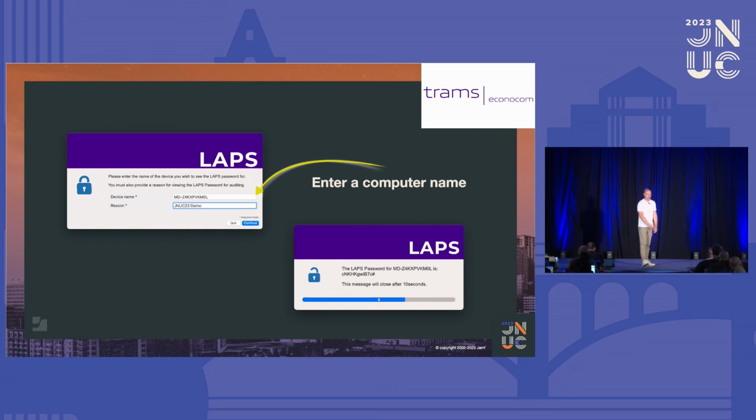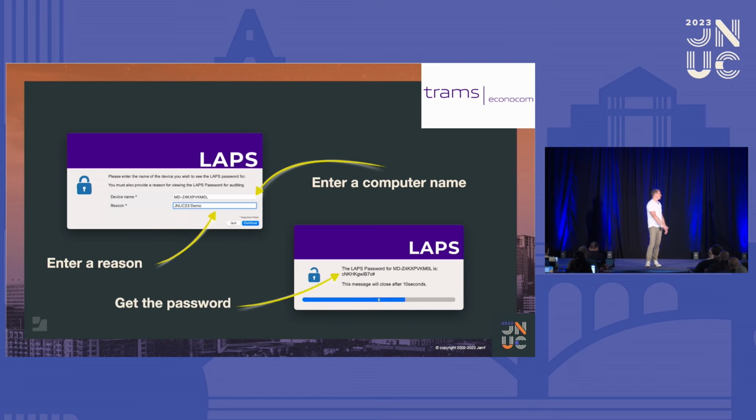So first prompt, enter your computer name. And this isn't limited to the device you're on. So you could sit on one device. You can call the admin password from any device in your estate. So yeah, you don't have to run it on those devices. Nice little reason as to why you're viewing it. This is just for audit trail reasons, really. Just so in the logs, you've got a trail of why someone's looking at an admin password.